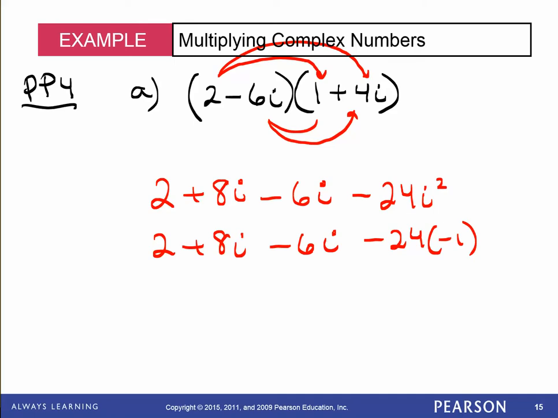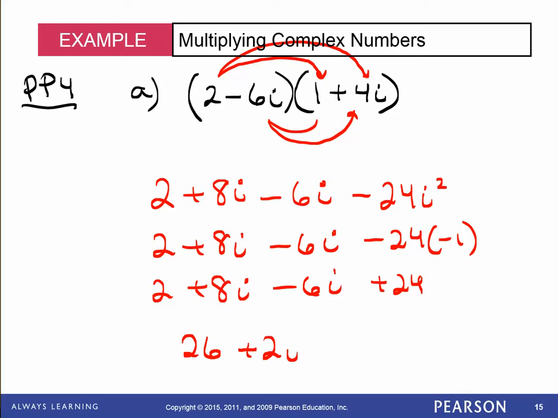Again, do you have to rewrite it like me? No. What you probably should do is go like this on the first step, right? You know negative 6 times 4 is a negative 24. You know you're going to have an i squared there, so how about just put a positive 24, just change the sign. But yeah, we do have like terms to put together here. So 2 and 24, 26. 8i subtract 6i makes a 2i. Good there.